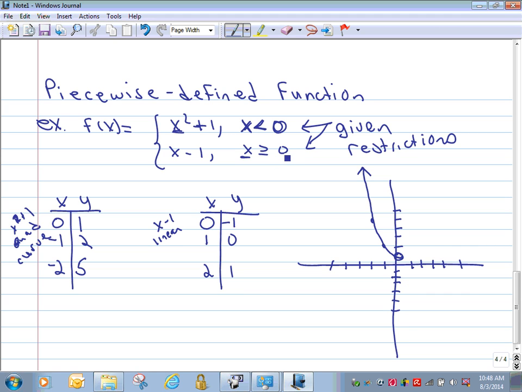Because it can be equal at 0, we will have a solid dot at 0, -1. So at 0, -1, we'll have a solid dot. At 1, 0, we have a solid dot. And at 2, 1, we'll have a solid dot. And our line will go off and look something like this. And that is the other piece of our piecewise function.